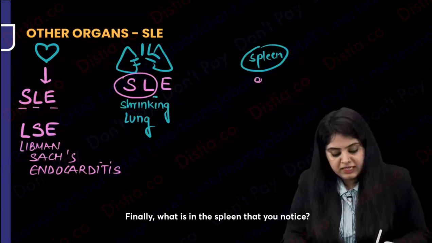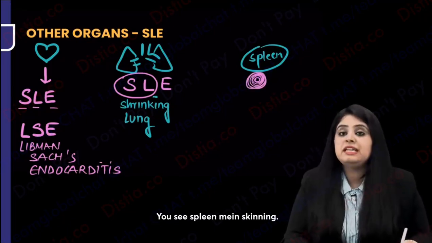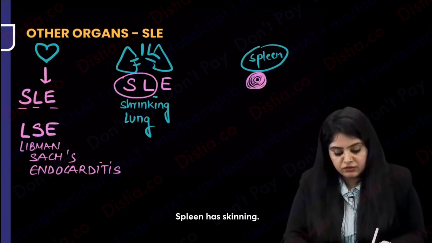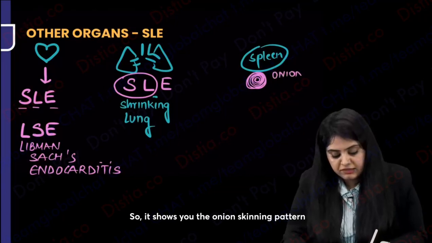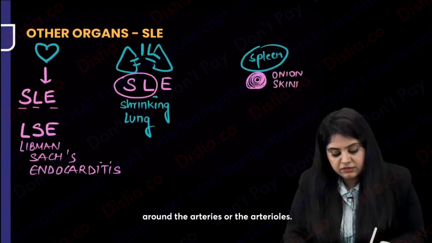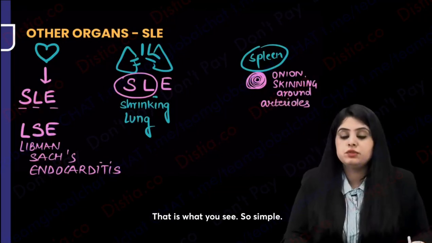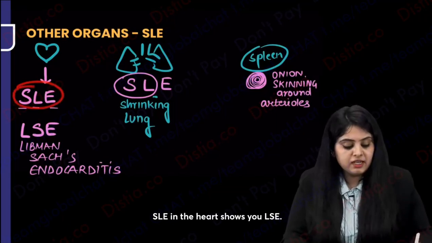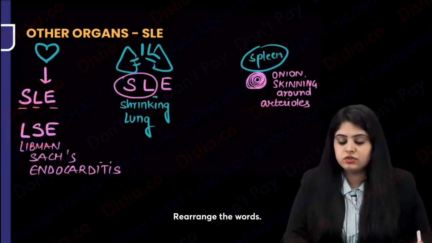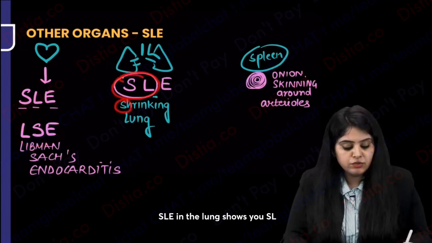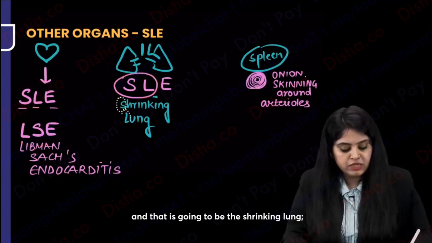Finally, what is in the spleen that you notice? You see skinning in the spleen. Spleen has skinning. So it shows you the onion skinning pattern around the arteries or the arterioles. It shows you onion skinning pattern around the arterioles or the penicillary arterioles and the arteries. That is what you see. So simple. SLE in the heart shows you LSE. Rearrange the words. SLE in the lung shows you SL, and that is going to be the shrinking lung.